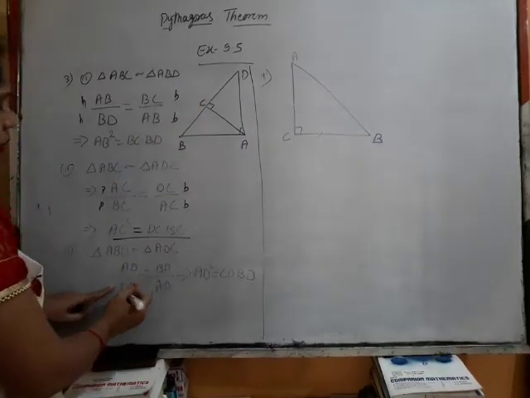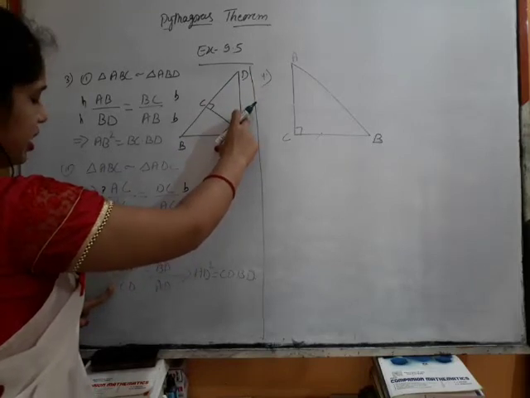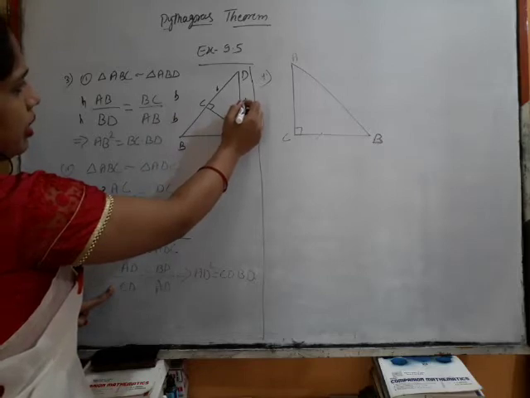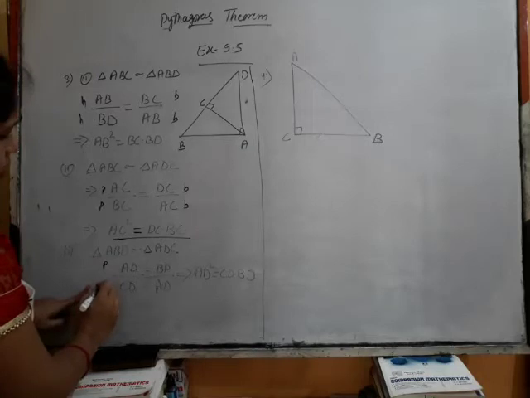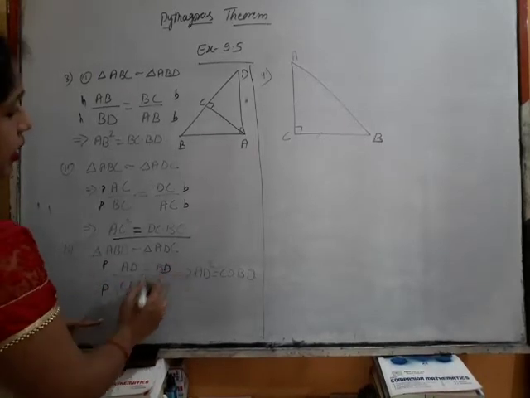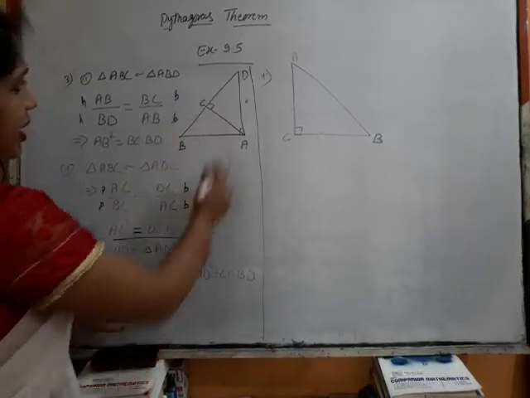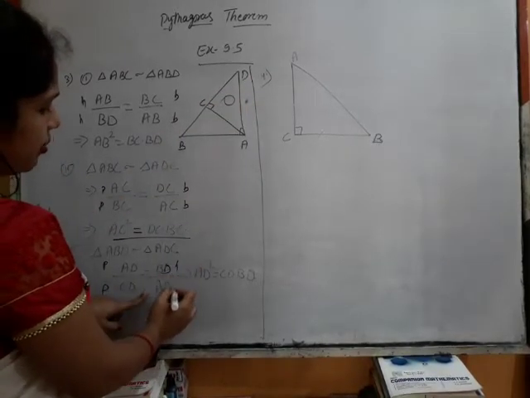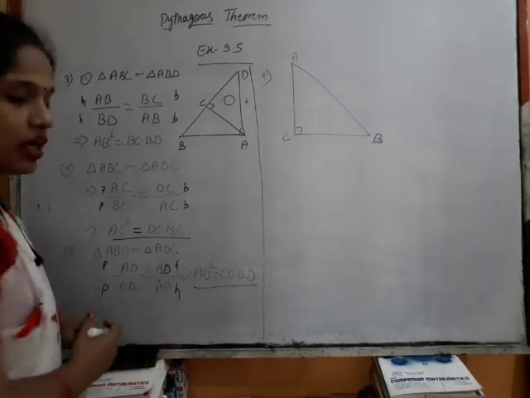So again AD upon CD. What is AD? AD is the perpendicular for the bigger triangle and CD is the perpendicular for the smaller triangle. So this is perpendicular, this is also perpendicular. Now BD is what? BD is the hypotenuse for this triangle and AD is the hypotenuse of the smaller triangle. Okay, so BD upon AD, this is hypotenuse, this is also hypotenuse. So they are cross multiplied and we have the result.